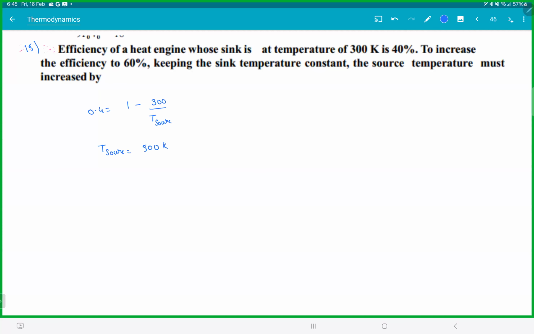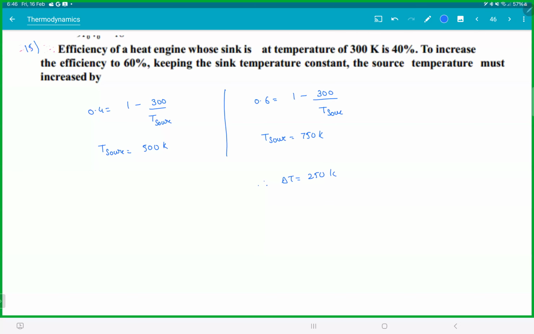Now he's asking to increase the efficiency to 60%, keeping the sink constant. The source temperature should be increased by how much? This is 750 Kelvin. Therefore, the change in temperature is 250. Easy. That's a little different one, just a formal application there.